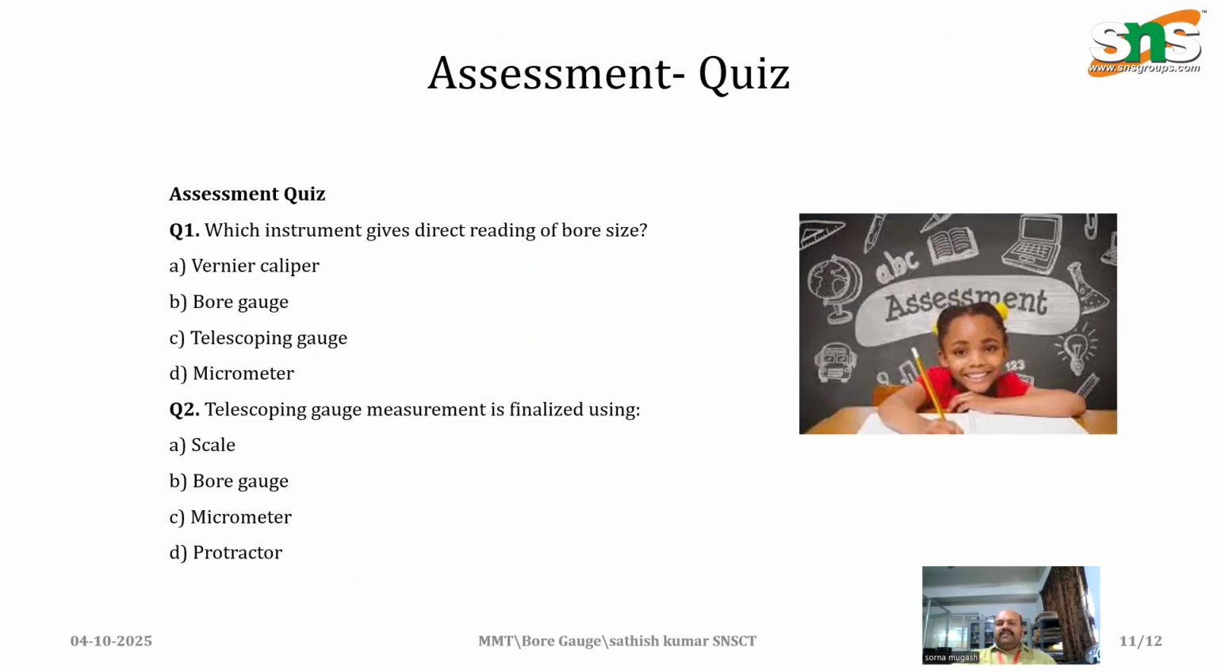Coming to the assessment part, which instrument gives a direct reading of the bore size, right? We can go for the telescopic gauge, and the telescopic gauge measurement is finalized using a micrometer, which is the right answer. I hope you understood about this bore gauge and telescopic gauge in detail.